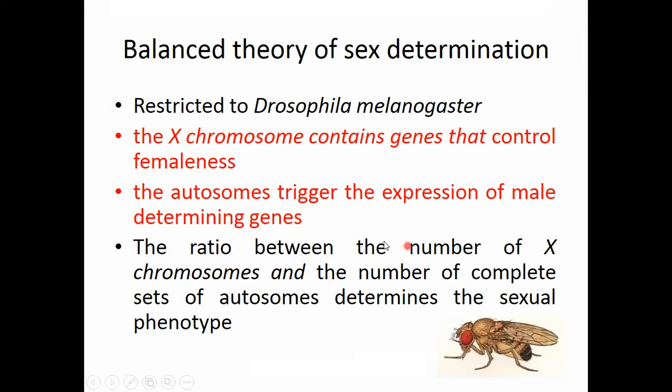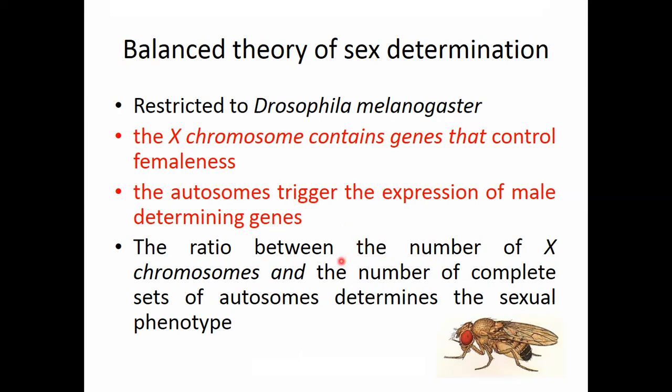The ratio between the number of X chromosomes and the number of complete sets of autosomes determines the sexual phenotype. So these points tell us that the X chromosome basically carries the genes that are necessary for female development. Autosomes, or the autosomal genes, are necessary for the expression of the male determining genes in case of Drosophila.